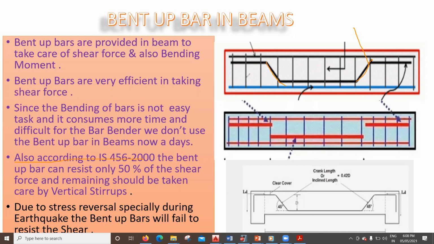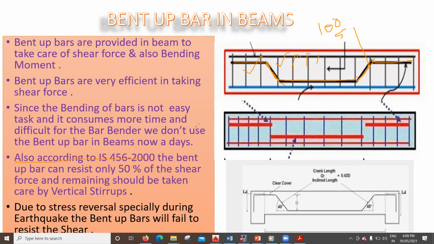What it's trying to tell is, let us say you have a shear force of 100 kilonewton. Then only 50% of this, that is 50 kilonewton, will be taken by the bent up bar. You can see this entire bar, from here to here, this is my bent up bar. Only 50% of the shear force can be taken by this bent up bar and the remaining 50 should be taken by this vertical stirrup. These vertical lines are called stirrups. So 50% has to be taken by them.